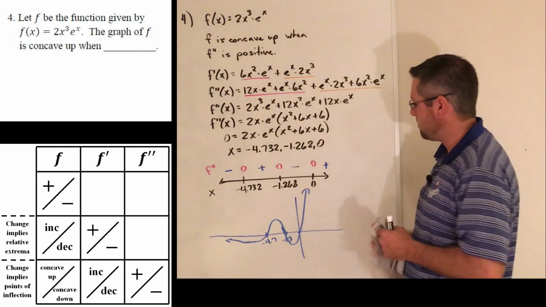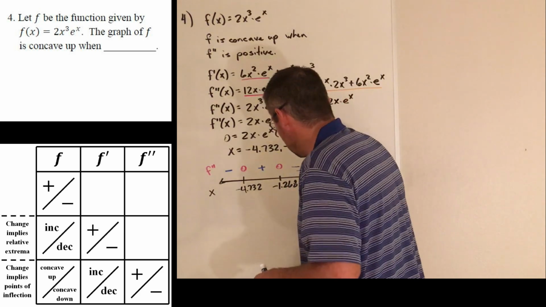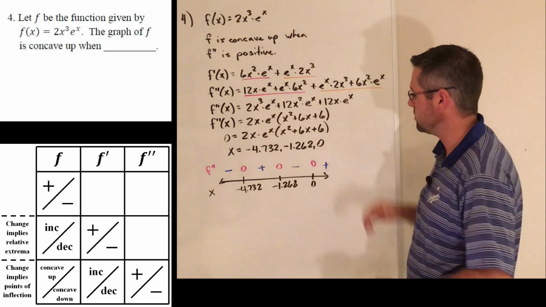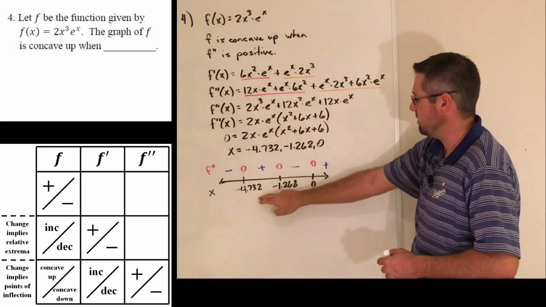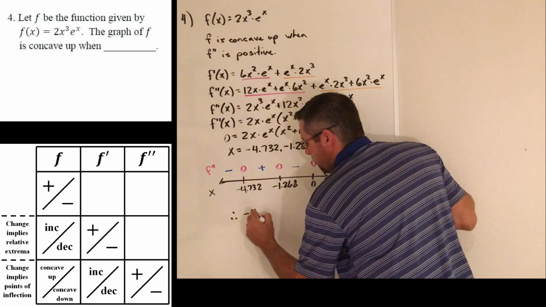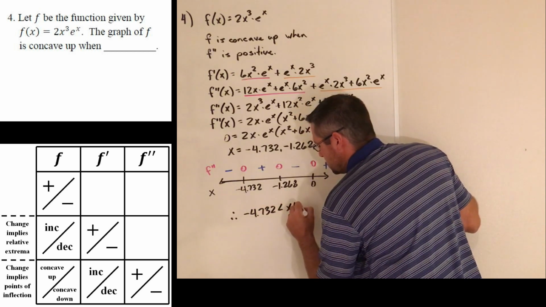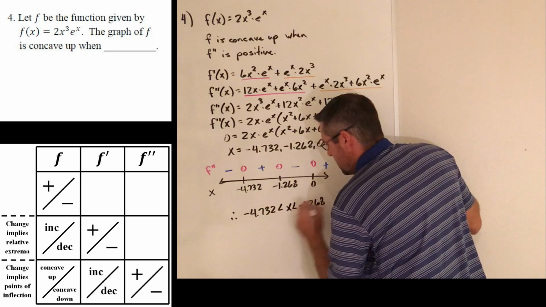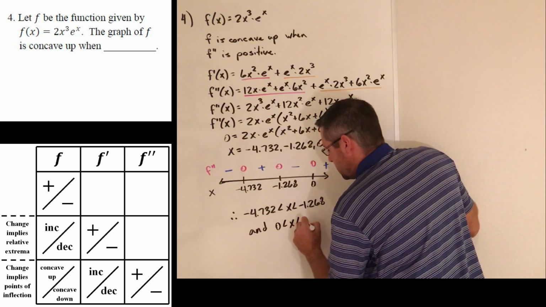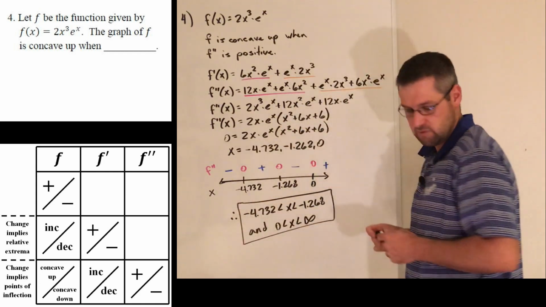So our justification's up there, our work's down here. Just keeping in mind that the number line is never justification. We want to write down our justification in words. But we're looking for when f double prime is positive, and now we can see those intervals. So we'd say, therefore, for negative 4.732 is less than x is less than negative 1.268, and 0 is less than x is less than infinity. So that's our final answer for when f is concave up.